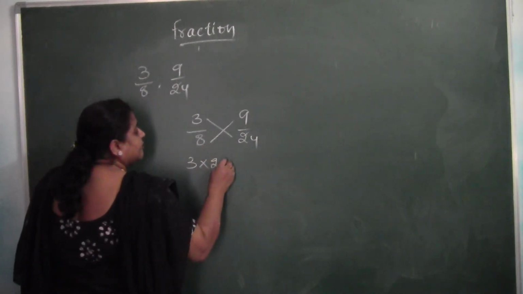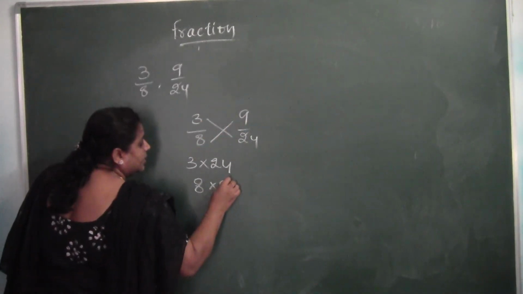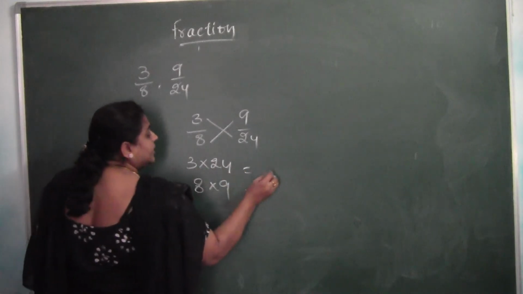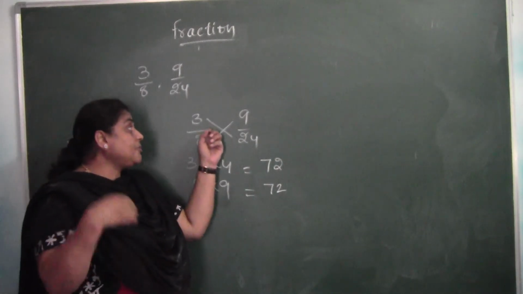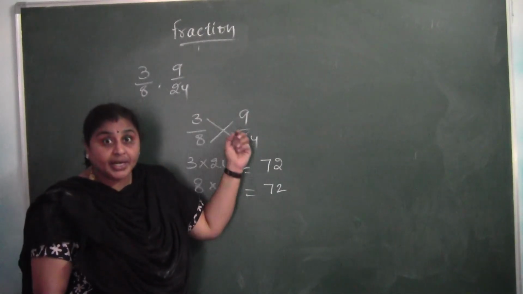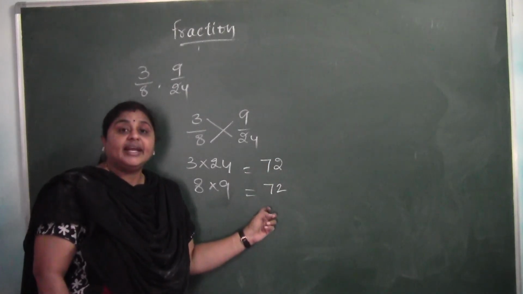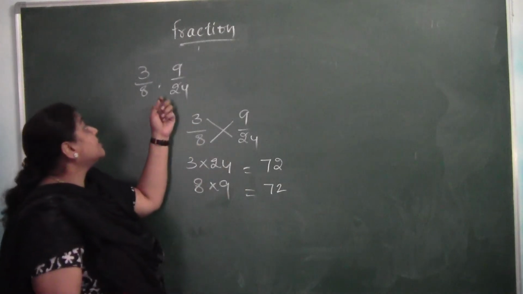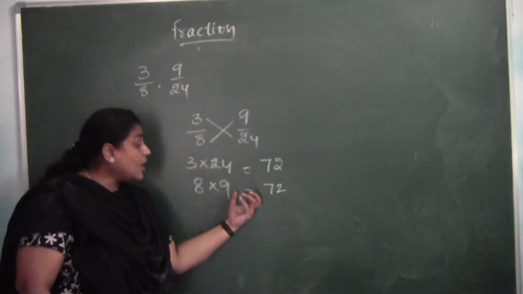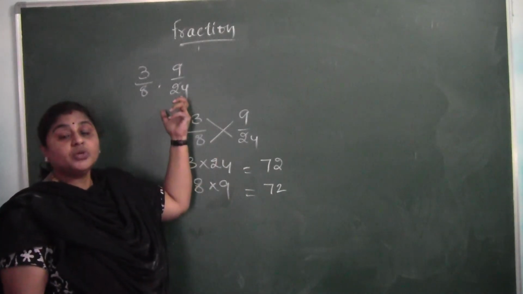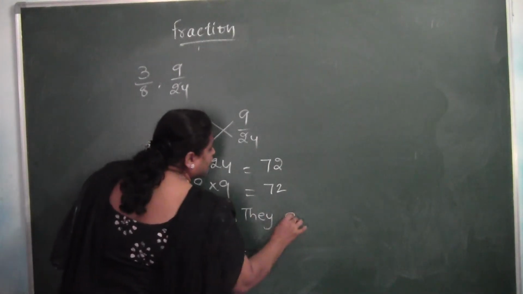See, 3 into 24 and 8 into 9. 24 3s are 72, 8 9s are 72. So when you multiply the opposite numerator and denominator, if you get the same product, then such fractions are equivalent fractions. When this product is the same, the two given fractions are equivalent. Therefore, they are equivalent.